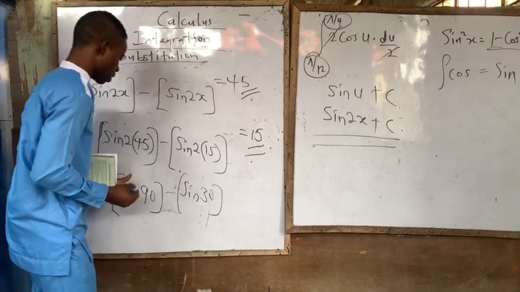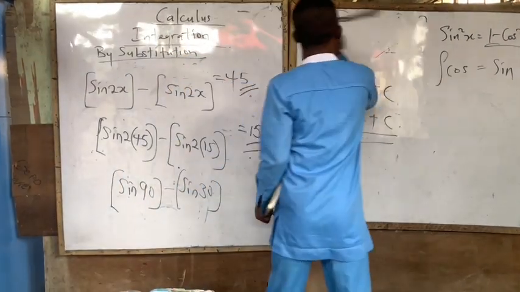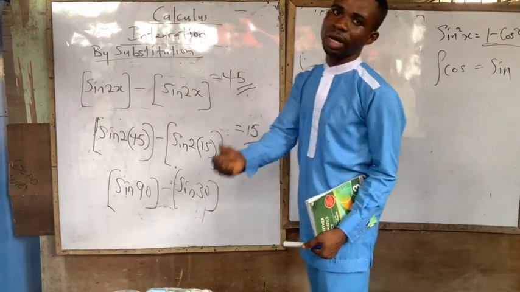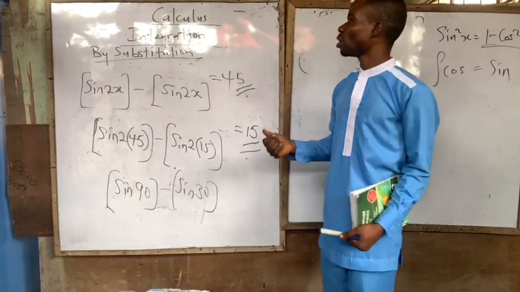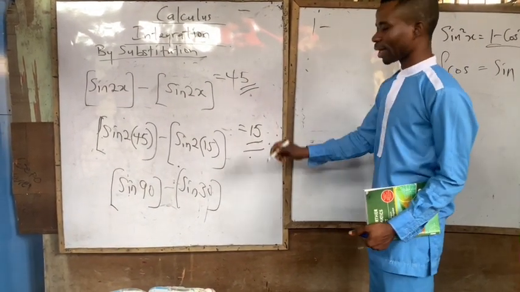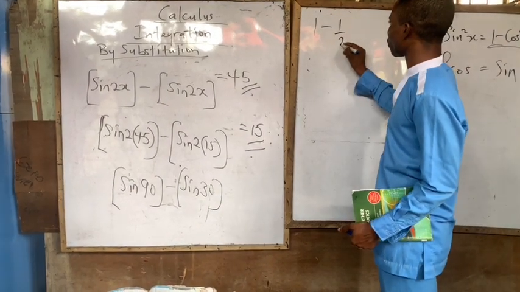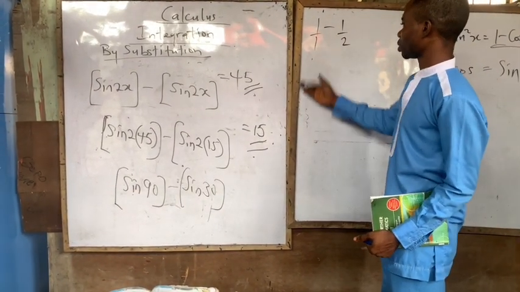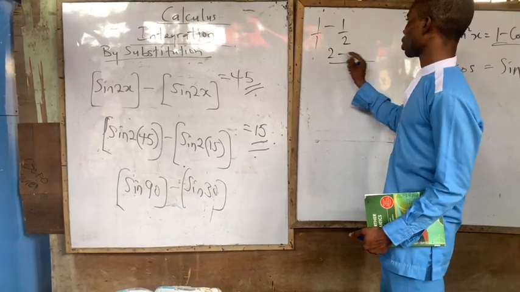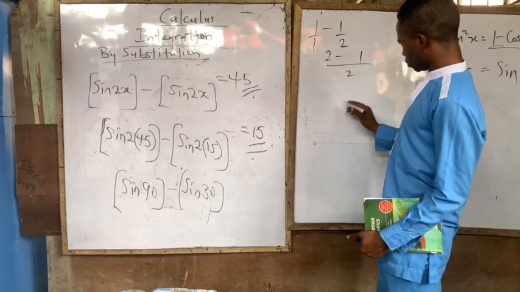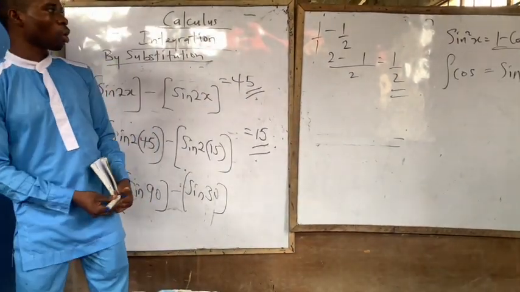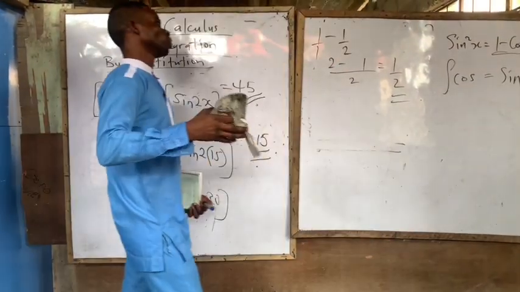Sine 30. Now, sine 90: we check the calculator. You know, sine 0 is 0, while sine 90 is 1. And sine 30 is 1 all over 2. So I can just say 1 all over 1, minus 1 over 2. Find the LCM, 2. 2 times 1 is 2, minus 1 times 1, 1. So 2 minus 1 is 1 all over 2. So the answer for this is 1 all over 2. Okay?